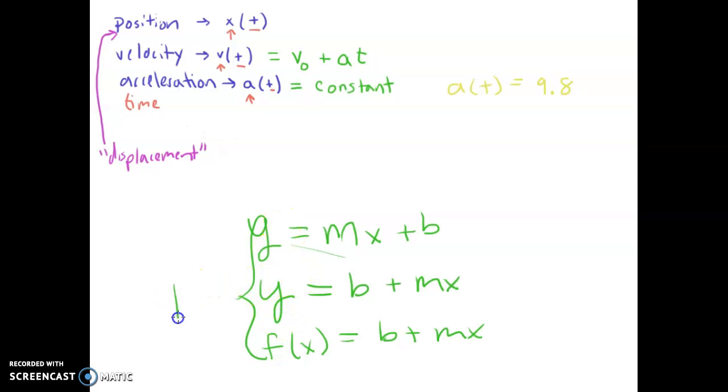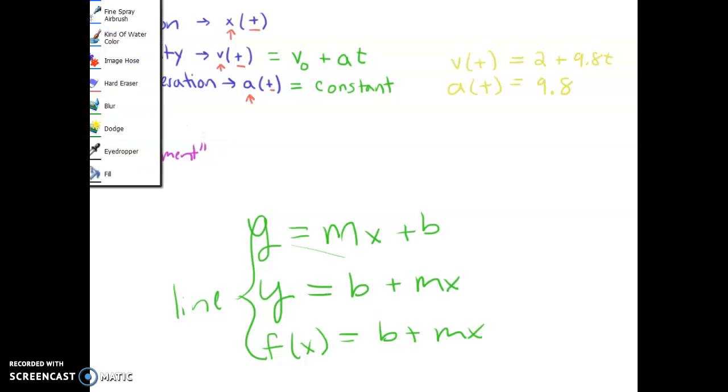And we all know that they make a line. So in this case, our velocity, an example will be something that is a line. So v of t equals, let's say, 2 plus 9.8t, which is telling me my acceleration is 9.8, my initial velocity is 2, and my velocity changes in time as a line.